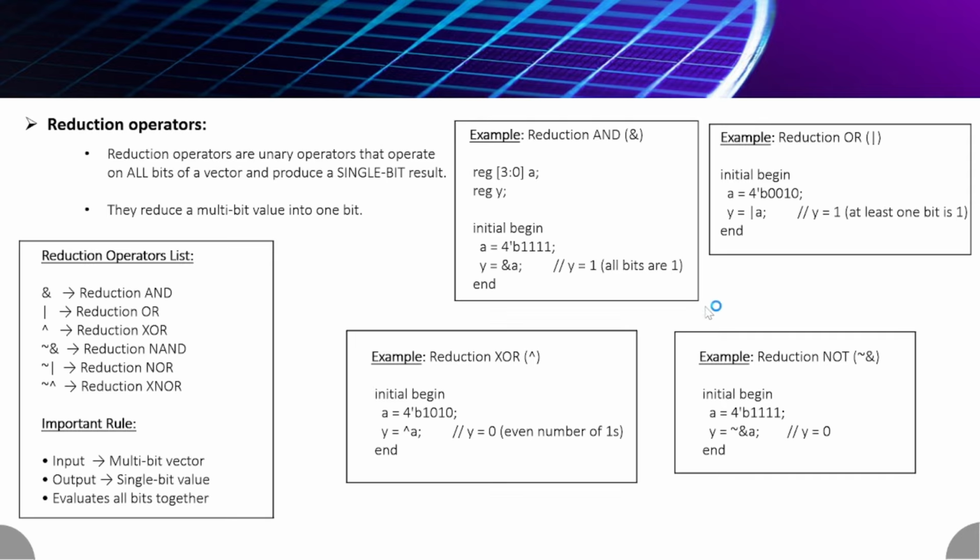In the reduction OR operation, the result is 1 if at least one bit is 1. In the reduction XOR operation, the result depends on the parity of ones. If there is an even number of ones, the result is 0. If odd, the result is 1. Reduction NAND, NOR and XNOR are simply the inverted versions of the AND, OR and XOR respectively.